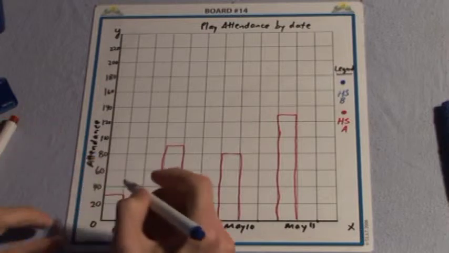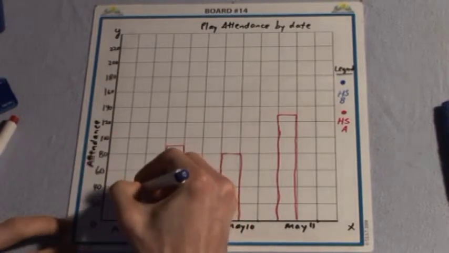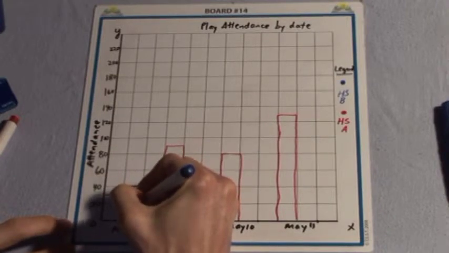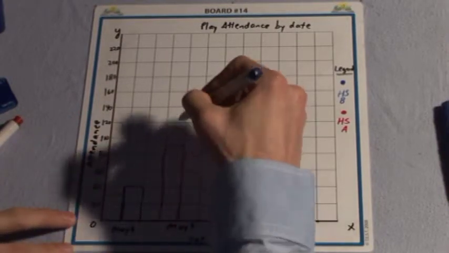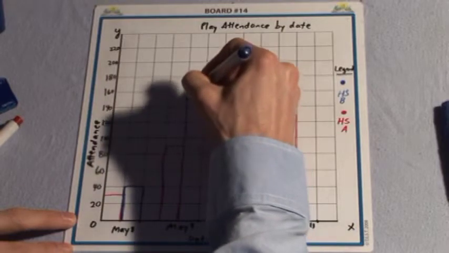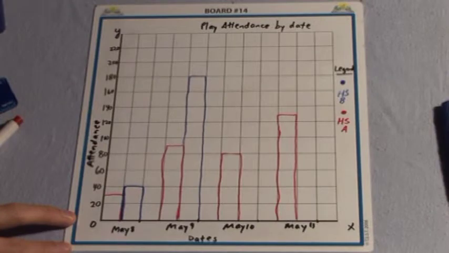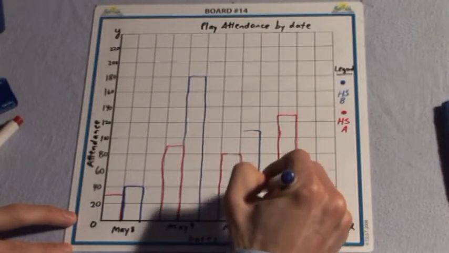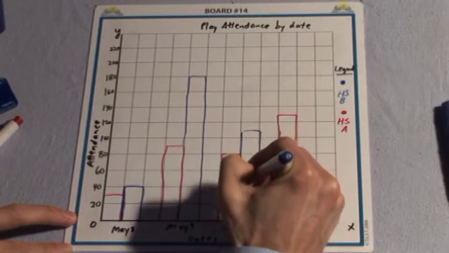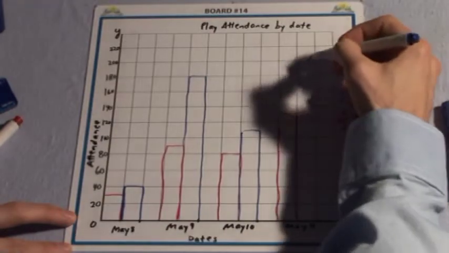Then we move over to high school B, and right beside it, we're able to compare the data, and we can graph high school B's attendance for May 8th. On May 9th, we have 180. For May 10th, we have 110. And for May 11th, we have 210.